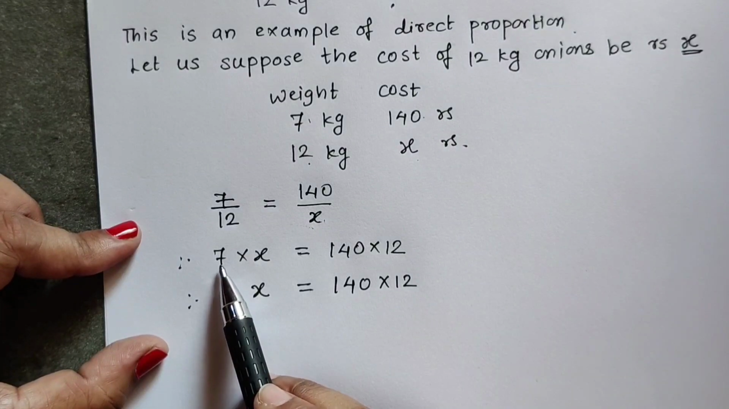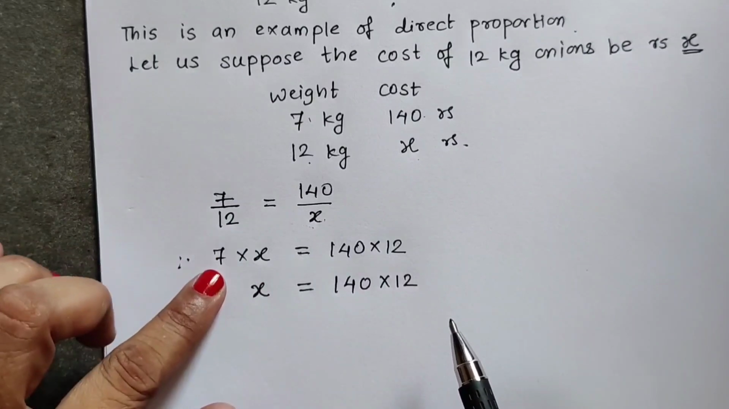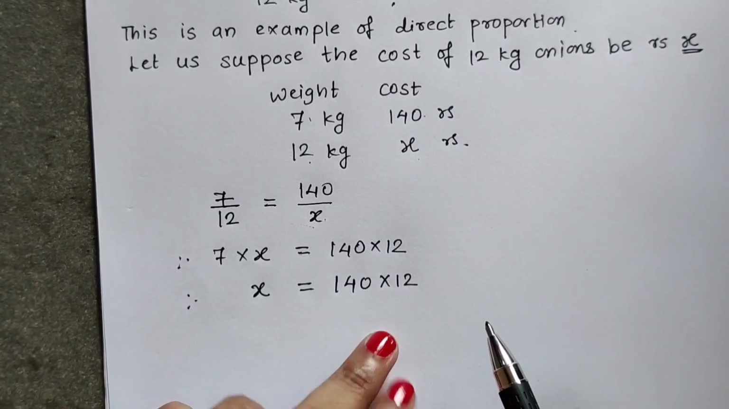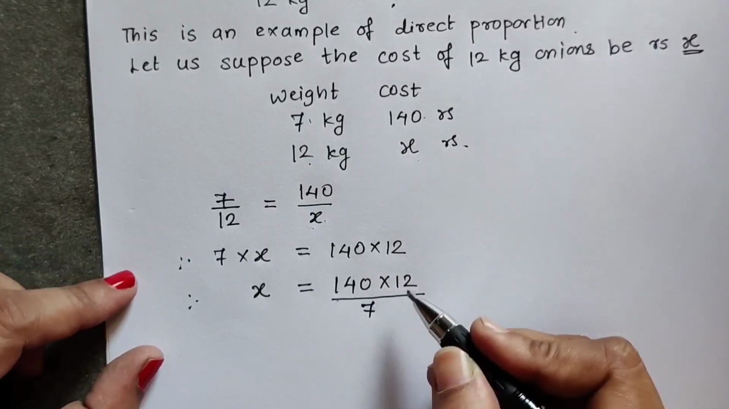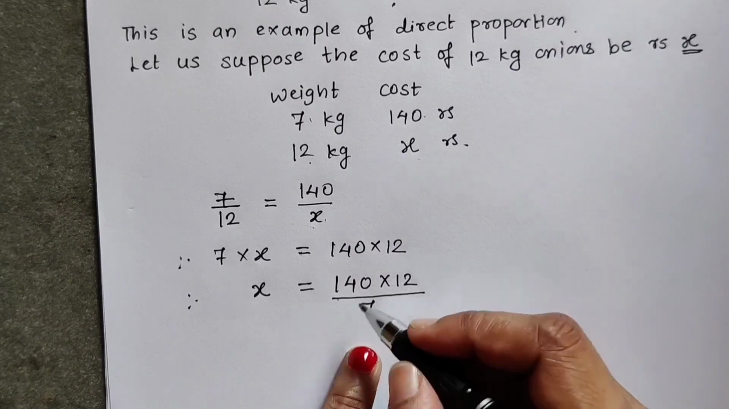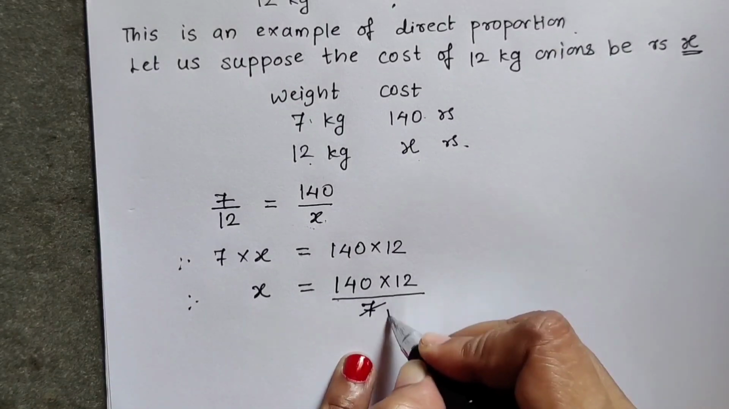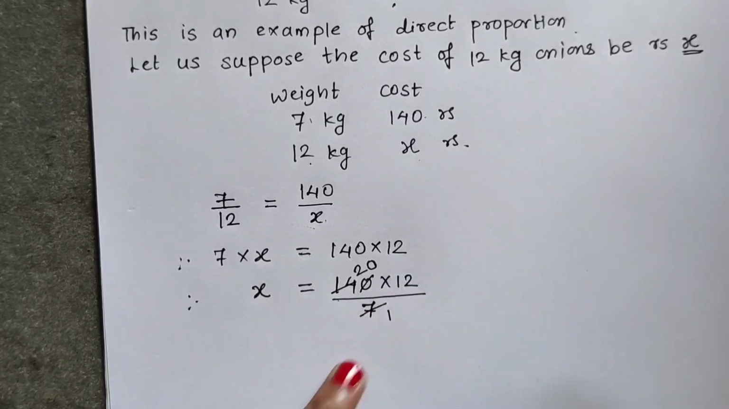Only I am going to transfer this 7 from the left hand side to the right hand side. On the left hand side it is multiplied by, when we transfer it to the right hand side, it becomes divide by. So 140 multiplied by 12 divided by 7. Now here we can do the cancellation. 7 ones are 7, 7 twos are 14 and 7 zeros are 0.